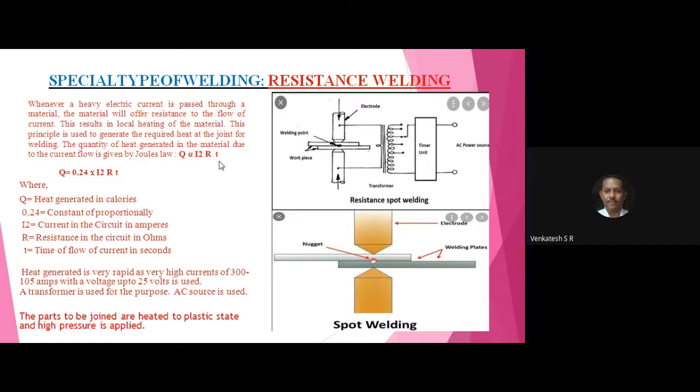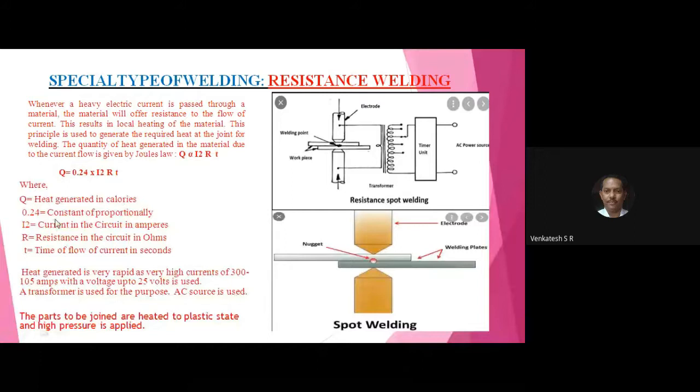Where Q is heat generated in calories. Next line, write down 0.24, constant of proportionality. Keep the equation in a block. Q equals 0.24 into I square R T in a rectangular block.